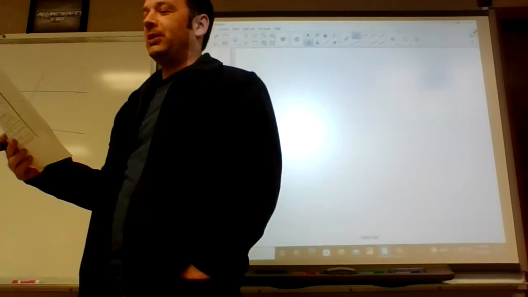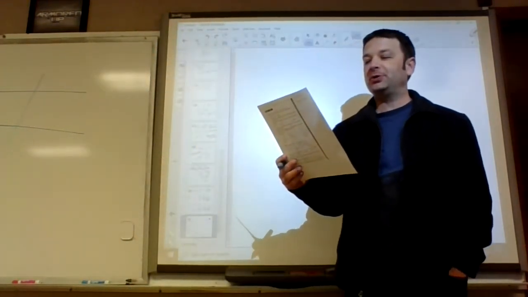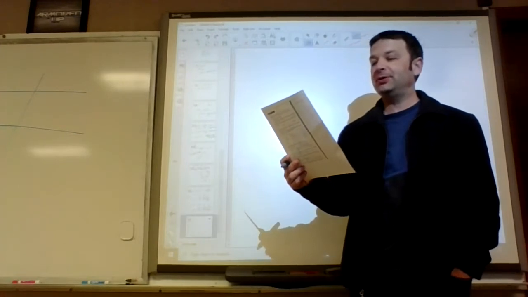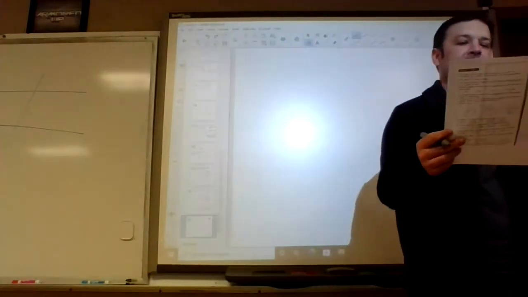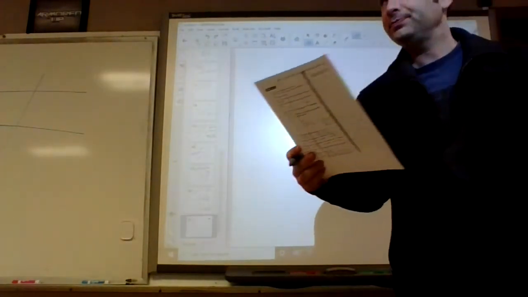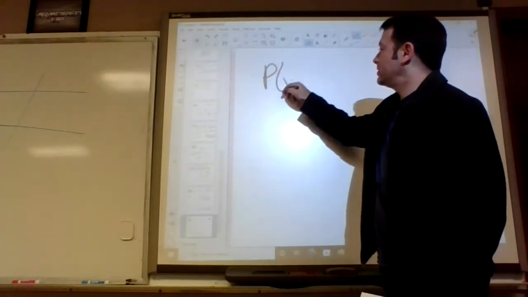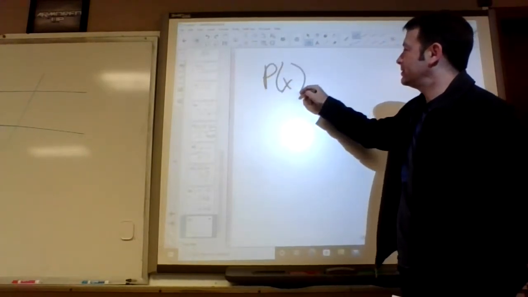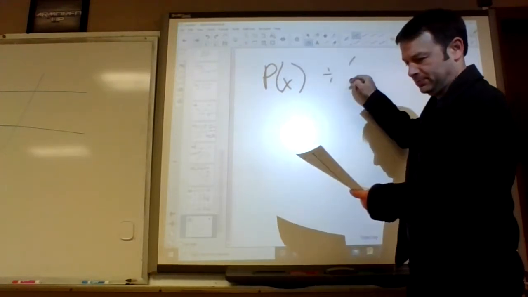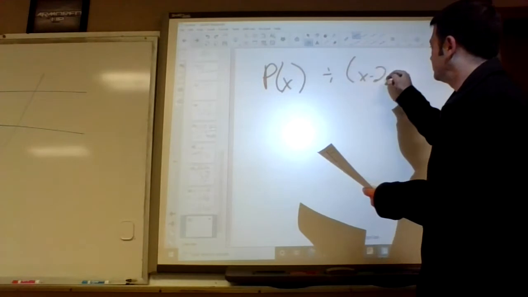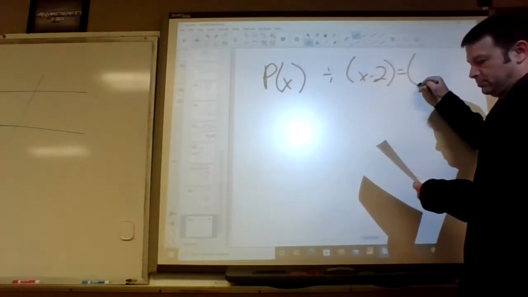Okay, number 3. A polynomial p of x is divided by x minus 2. The quotient is 2x squared plus x minus 2. The remainder is negative 1. Find the original polynomial p of x. That seems hard. Any ideas? I don't know. Okay, do the reverse factor. What do you mean reverse factor? Well, you do x minus 2, and then you factor that with the factors of the 2x squared plus x minus 2.